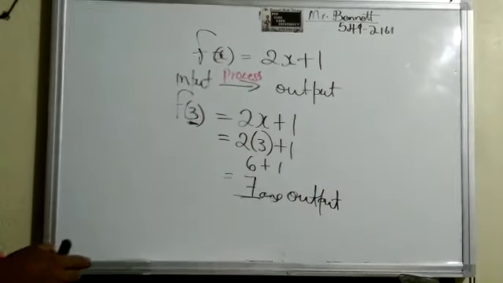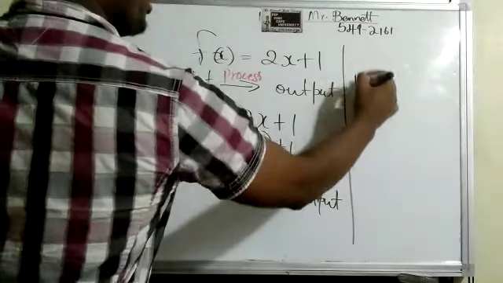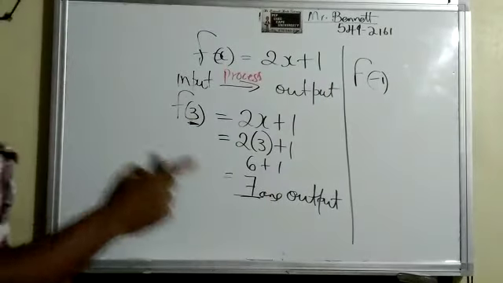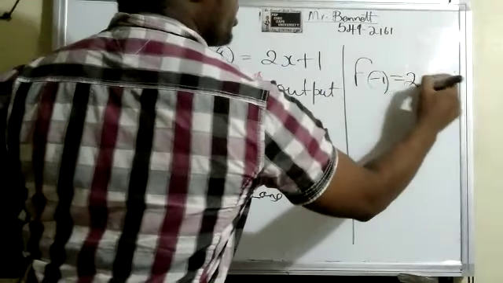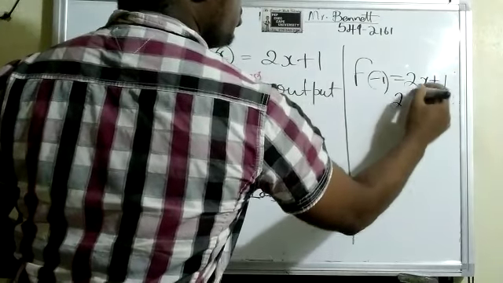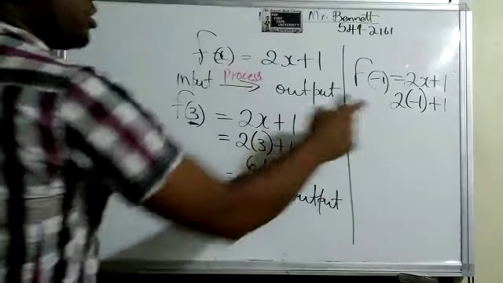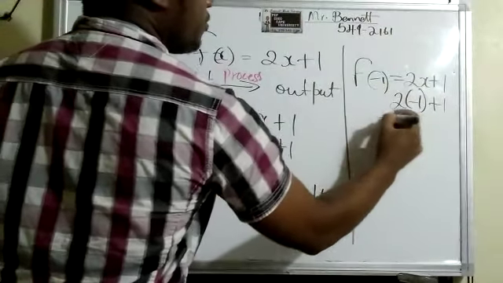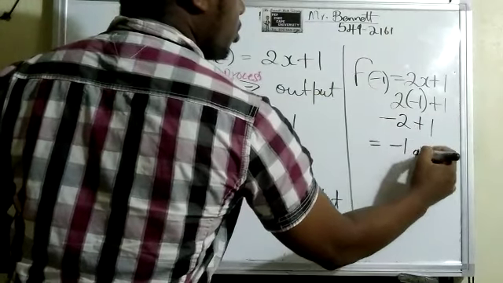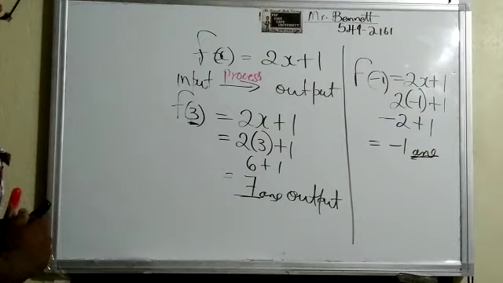Let us look at another one. Say we ask for f of negative 1, same equation. Remember, wherever we see x, we replace x with the value. So that will be 2 times negative 1 plus 1. Expand the bracket, a positive times a negative gives you a negative, and then plus 1. So our output would be negative 1.